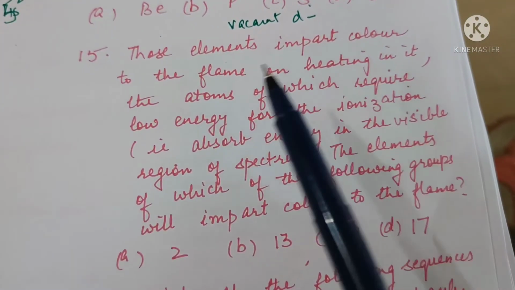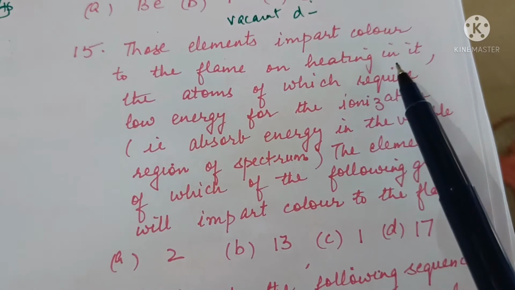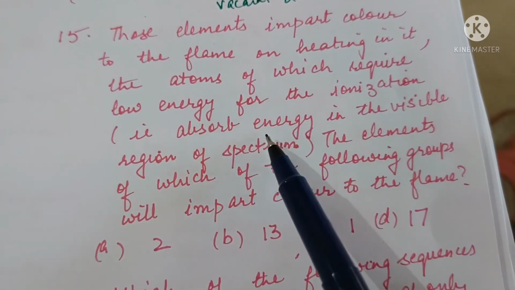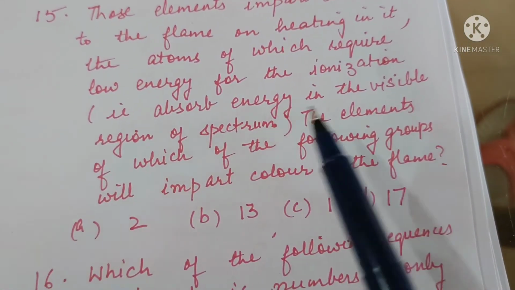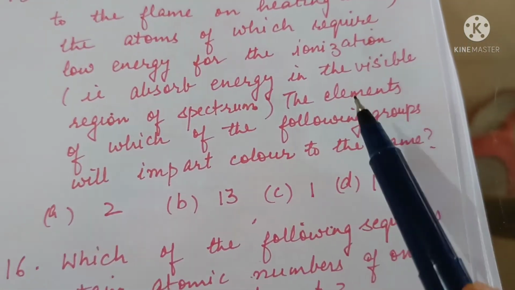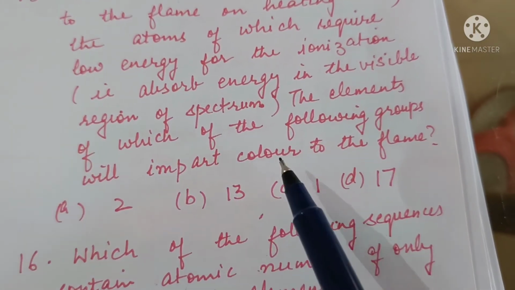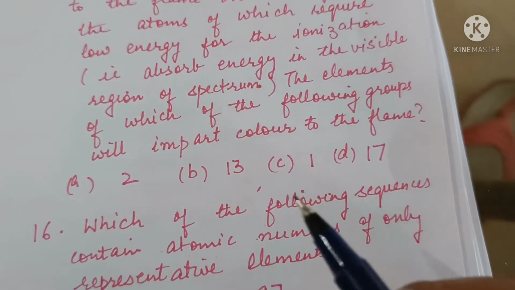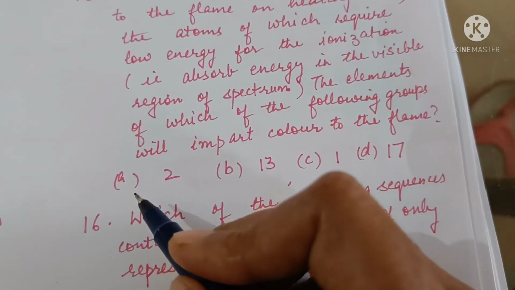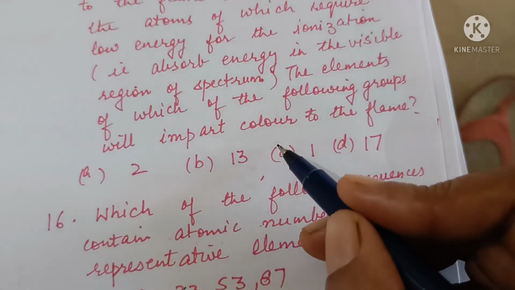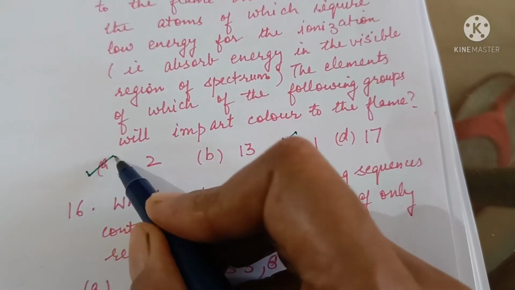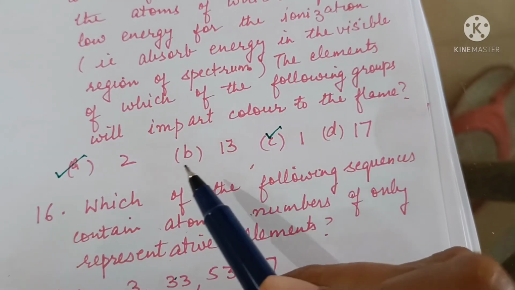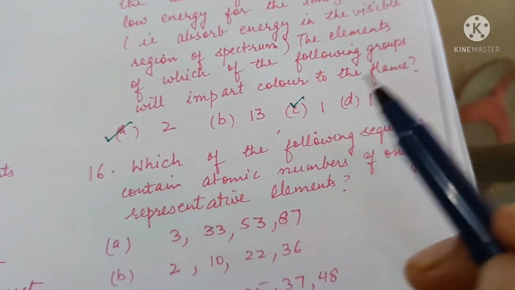Those elements impart color to the flame on heating in it, the atoms of which require low energy for ionization. That is, they absorb energy in the visible region of spectrum. The elements of which of the following groups will impart color to the flame? We know that elements of group 1 and 2 have low ionization enthalpies, alkali metals and alkaline earth metals. So option A and C with group number 2 and 1, they impart color to the flame.